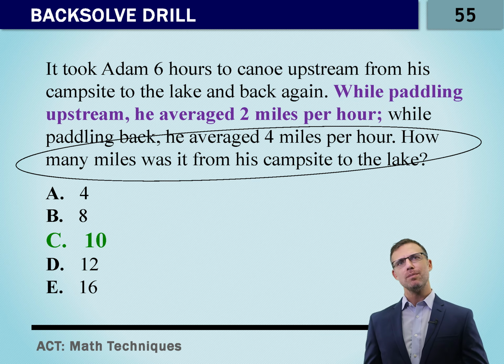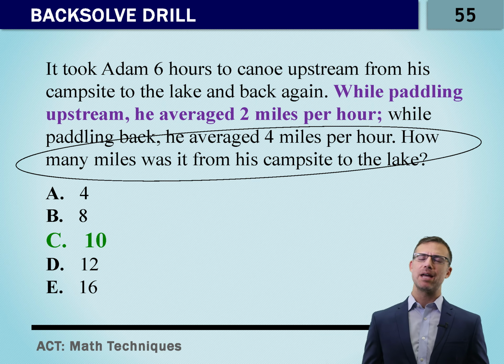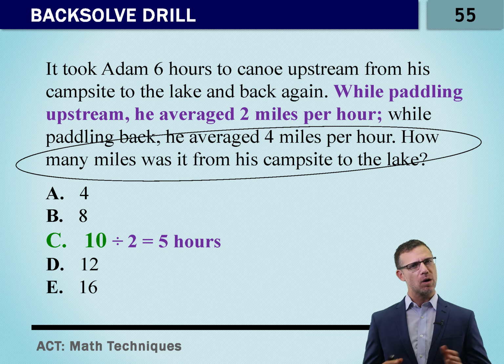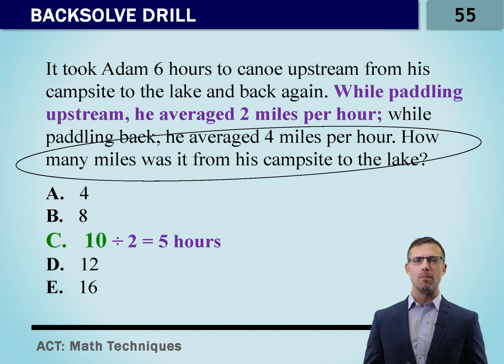If he goes upstream at 2 miles an hour and he's got to travel 10 miles, that must mean it's going to take him 5 hours to do this. Now, quick note, sometimes it's a little bit challenging to decide whether you should divide or multiply when dealing with rates. I like to highlight that you can count this on your fingers.